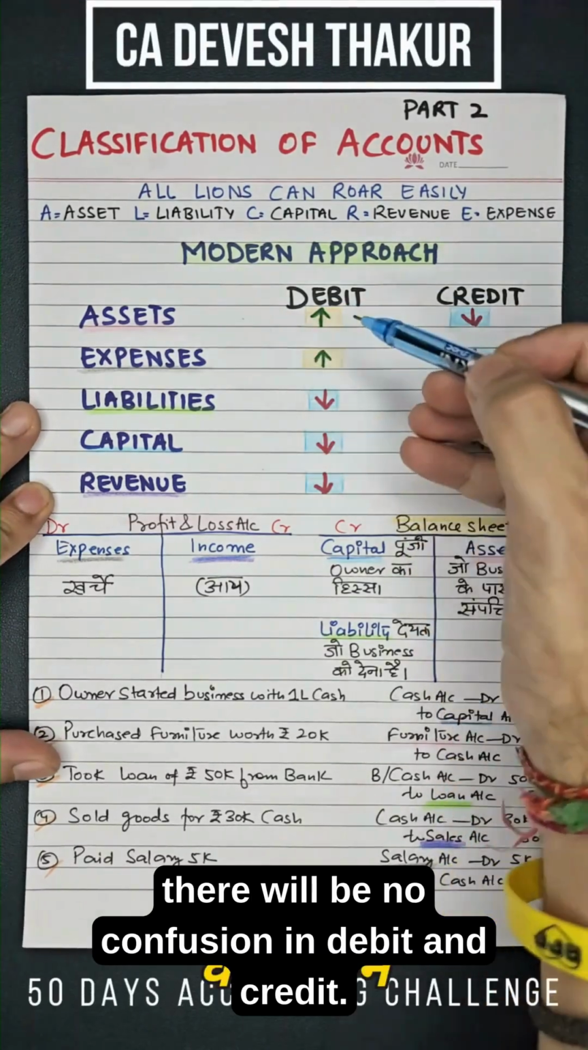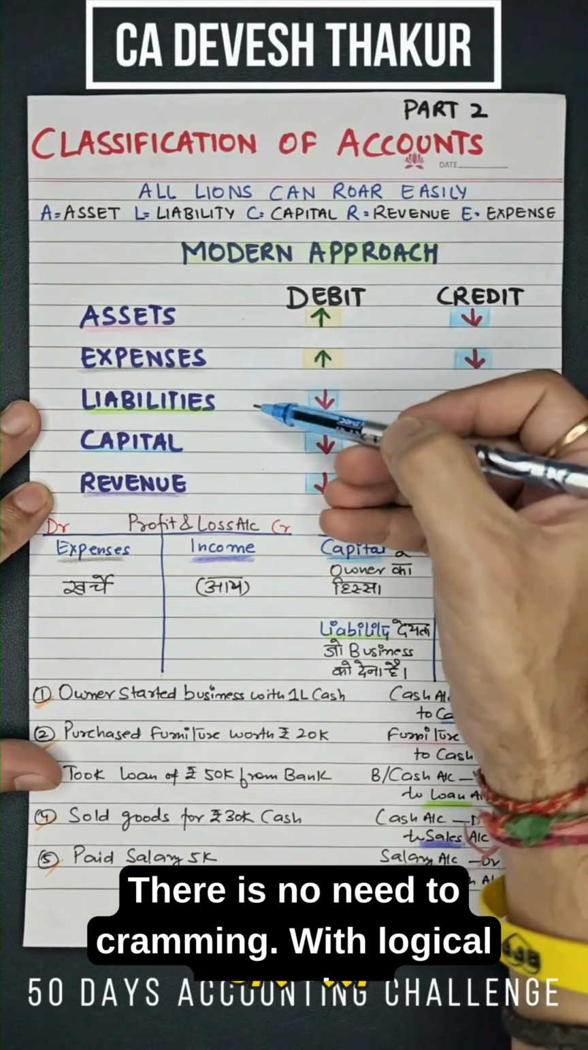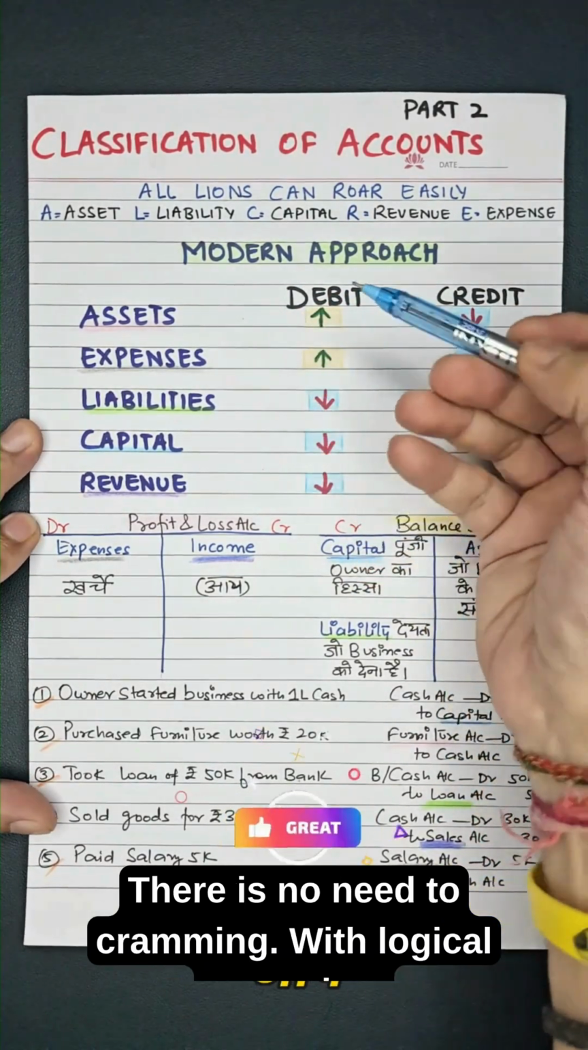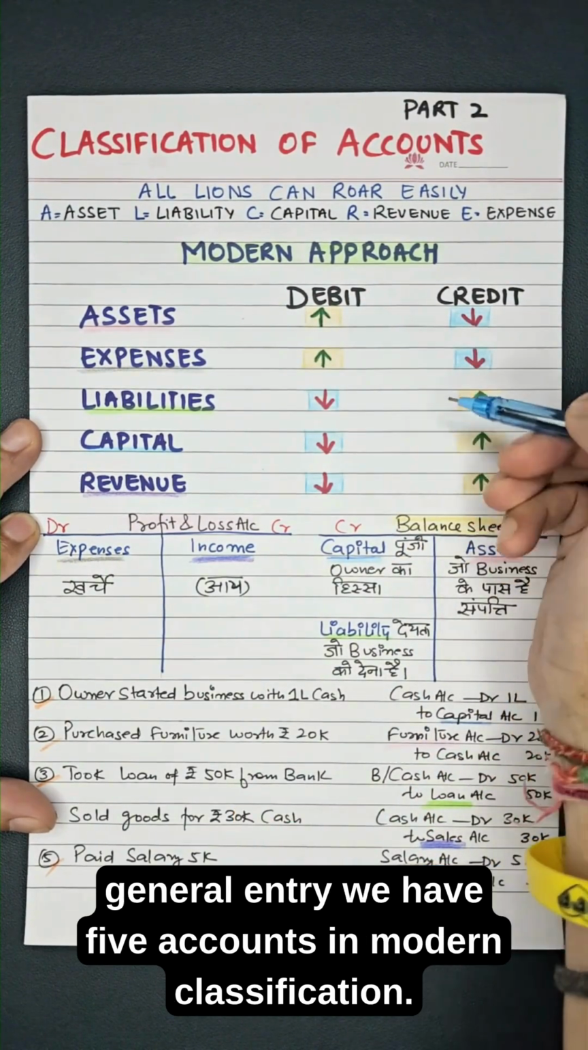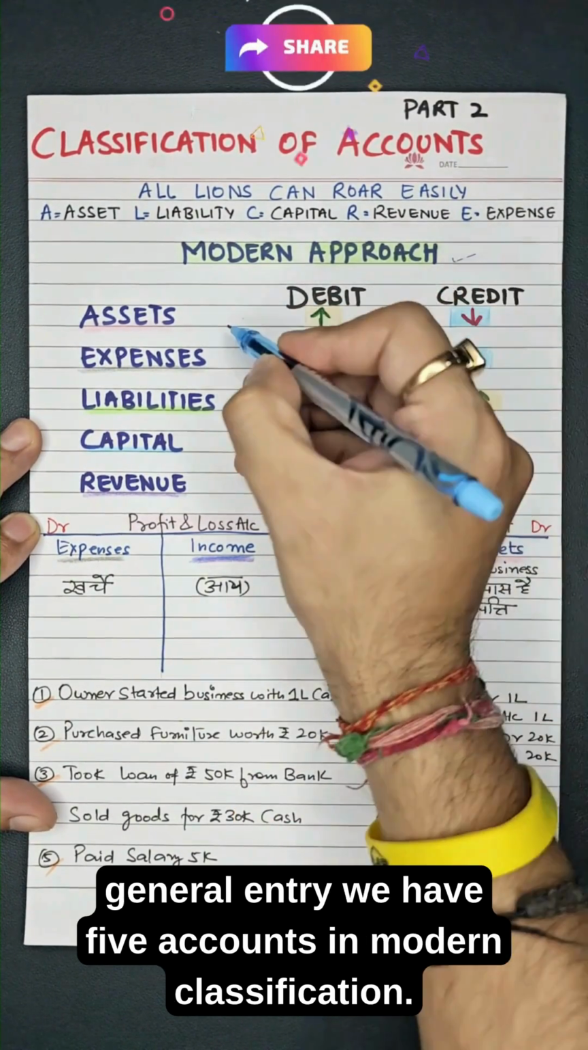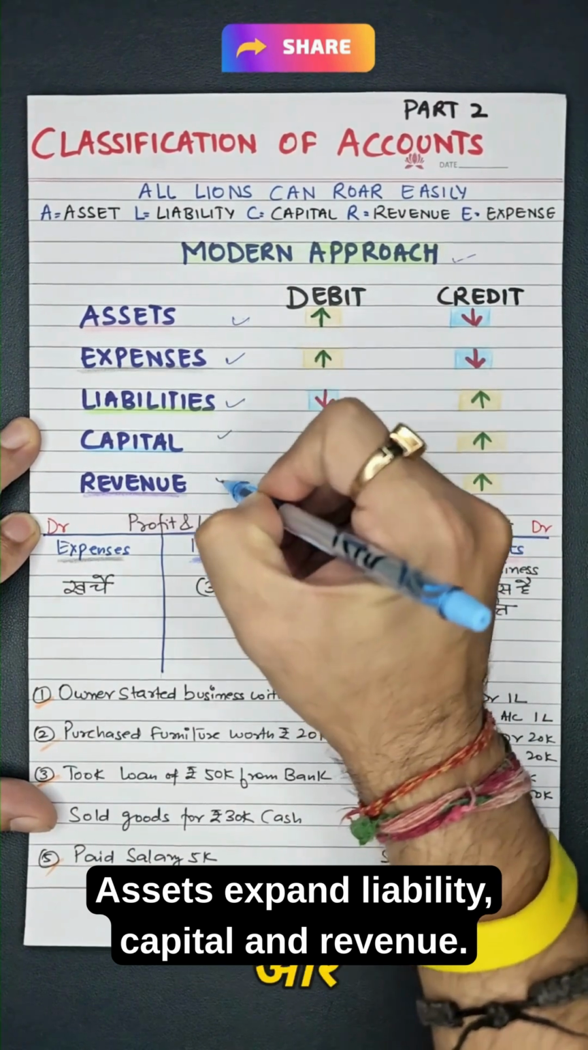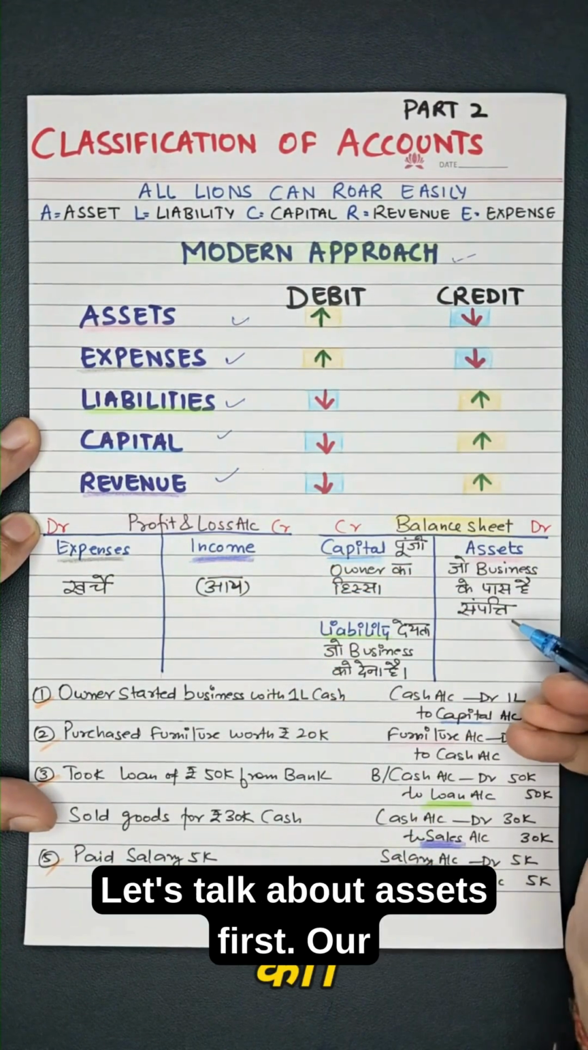After today, there will be no confusion in debit and credit. There is no need to memorize. With logical reasoning, you will understand why you debit or credit an account in any general entry. We have 5 accounts in modern classification: assets, expense, liability, capital, and revenue. Let's talk about assets first.